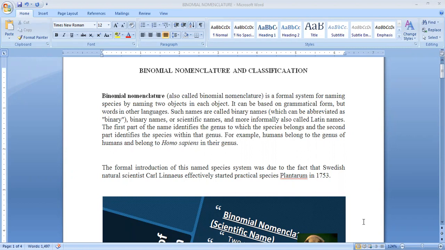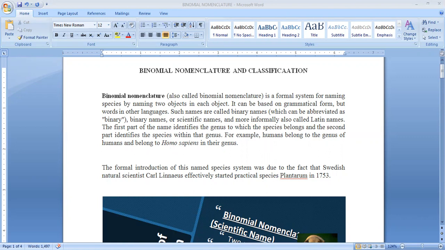The names are in Latin. The language used is Latin. The first part of the name is the genus and the second part is the species. For example, human beings are known as Homo sapiens. So, Homo is the genus and sapiens is the species.